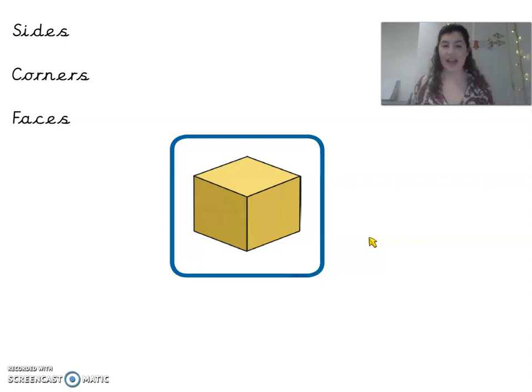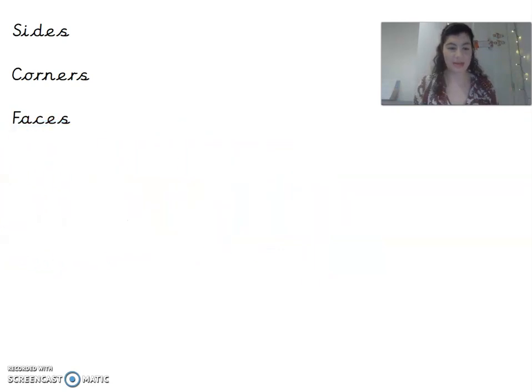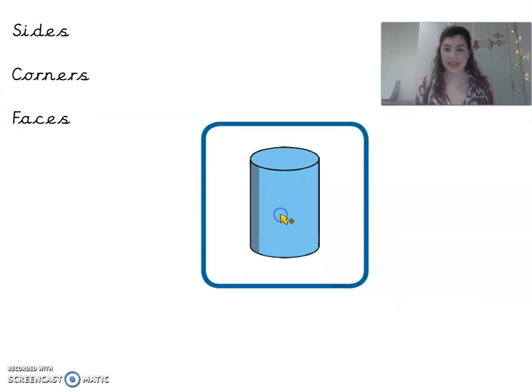Let's have another look at another shape. So let's get rid of the cube and let's have a look at a different shape. What about this shape? This shape is called a cylinder. Can you have a go at saying that? Ready? My turn, cylinder. Your turn. Brilliant. A cylinder is another kind of 3D shape.